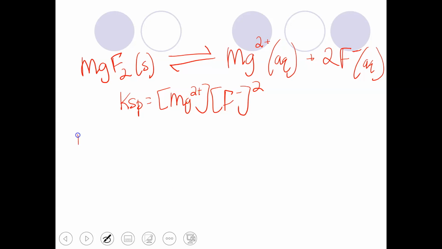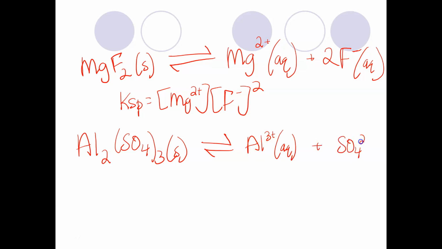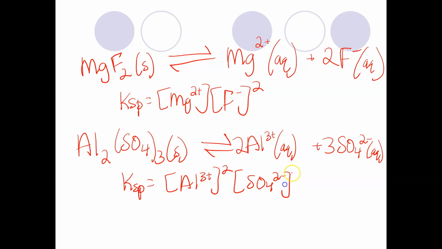Let's do aluminum sulfate. Okay, so aluminum sulfate is my solid, equilibrium arrows, then it's got aluminum ion, which is a 3+ charge because it's in group 13, and a sulfate ion, which is a -2 because it's a polyatomic ion, and that's what sulfate is. If we look at this, it is not balanced, so I'd have a 2 there and a 3 there. So my KSP equation would be products over reactants, so aluminum ion squared times sulfate ion cubed over 1 because it's a solid.